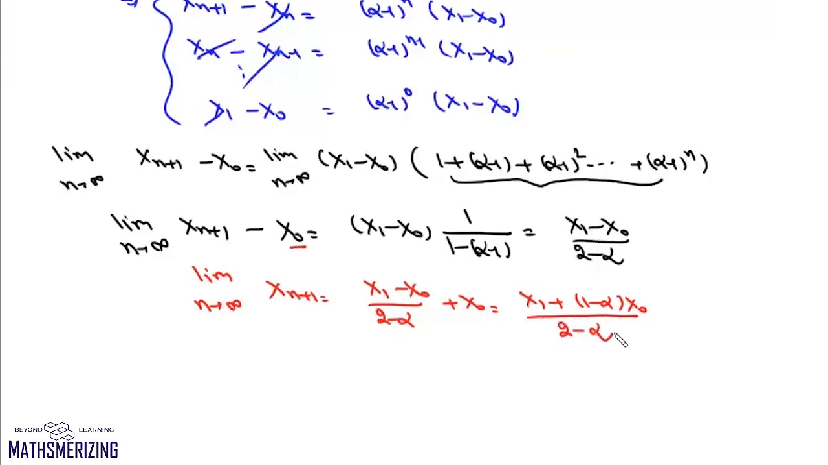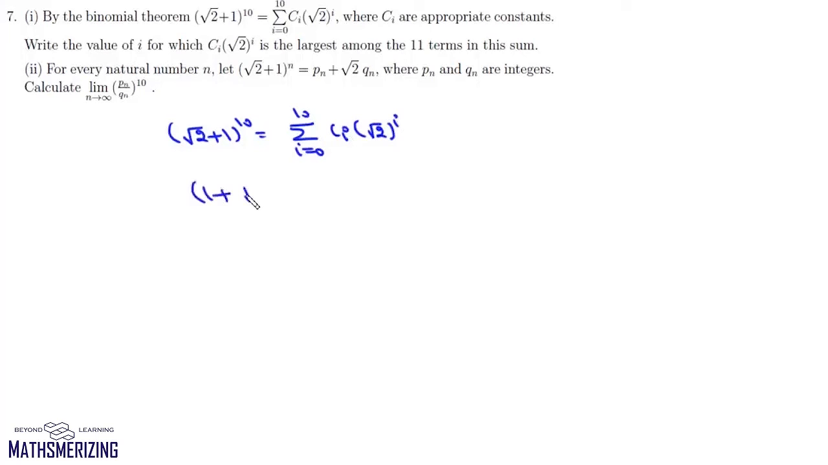Number 7 is, by the binomial theorem we can write root 2 plus 1 to the power 10 as the summation i varies from 0 to 10 of ci into root 2 to the power i. And if we have to get it in this form, we have to write this as 1 plus root 2 to the power 10, and it will be equal to this summation i varies from 0 to 10 of ci into root 2 to the power i. Now it says we have to find the value of i for which this term is the largest among all the 11 terms. So basically we have to find the numerically greatest term.